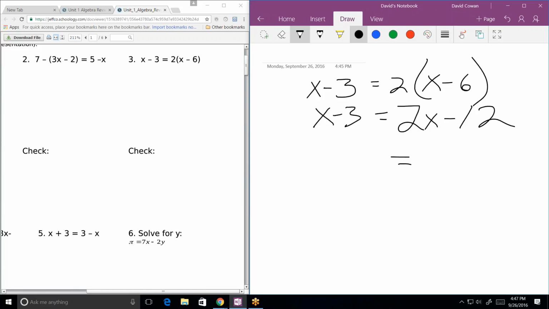When I move my x's to the right, that's what I get. Yeah. When I move my numbers to the left, what do I get? 9. Yep.